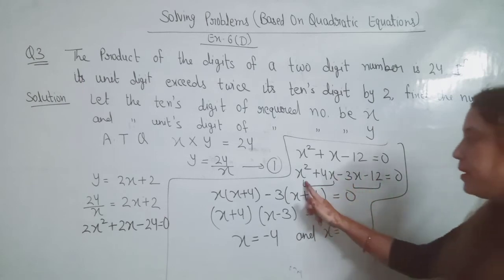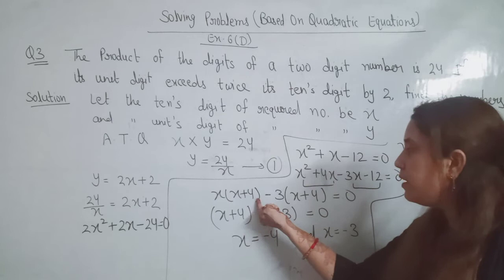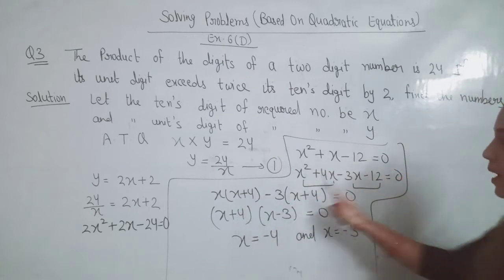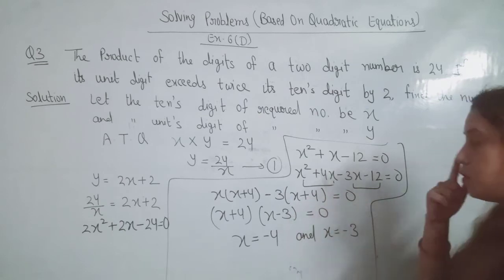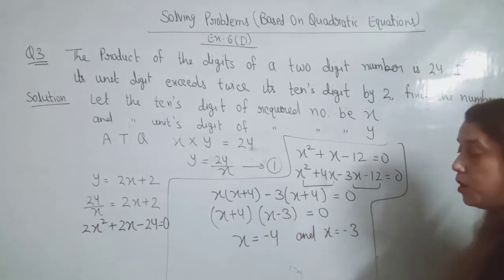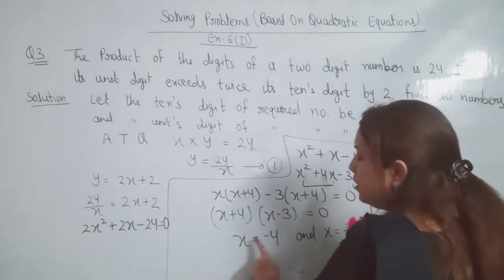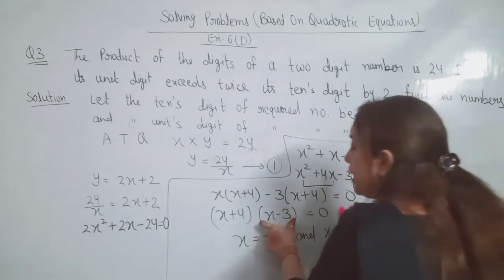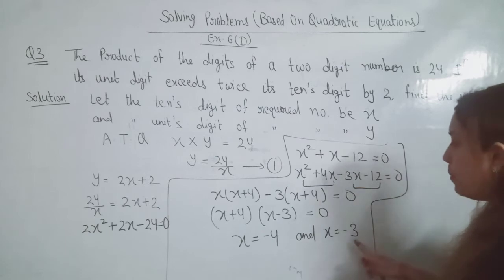After that we will make the pairs. In the first pair x is common, x plus 4 left in bracket. In the second pair minus 3 is common, x plus 4 left in bracket is equal to 0. So the two factors are x plus 4 and x minus 3 is equal to 0. When we equate x plus 4 is equal to 0, the value of x will be minus 4. When we equate x minus 3 is equal to 0, the value of x will be 3.